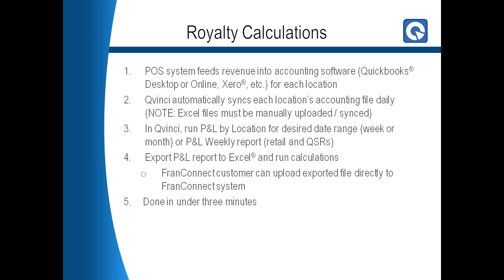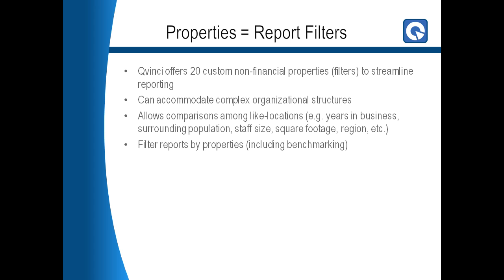We talked about the properties. Again, these are the reporting filters. 20 custom non-financial properties. They accommodate complex organizational structures. And again, these are yours to define and create things that really make sense for your organization. For example, years in business, defining population, staff size, square footage, region, etc. You can filter reports by these properties, including the benchmarking report.